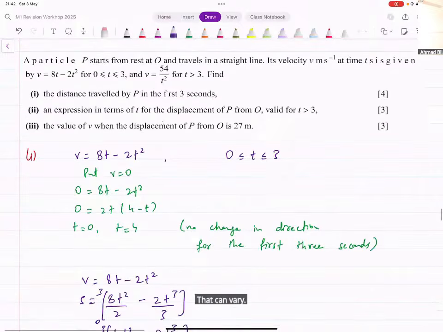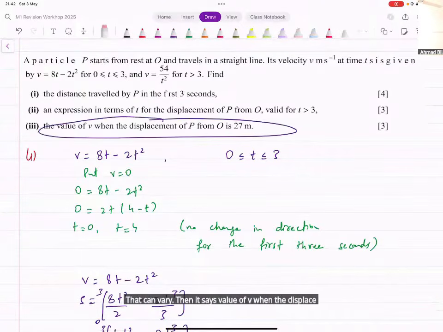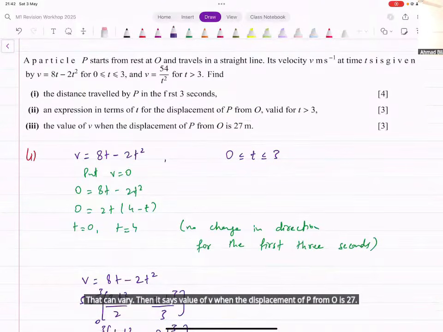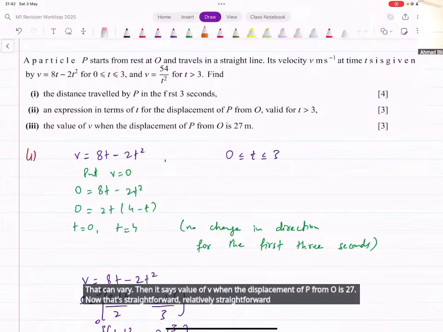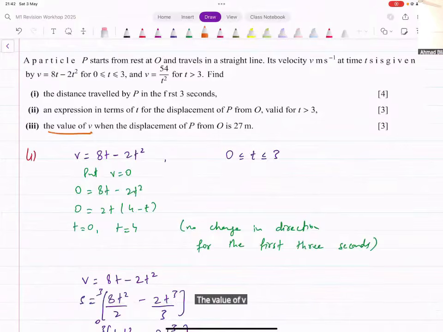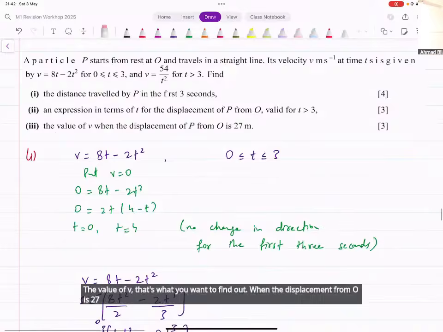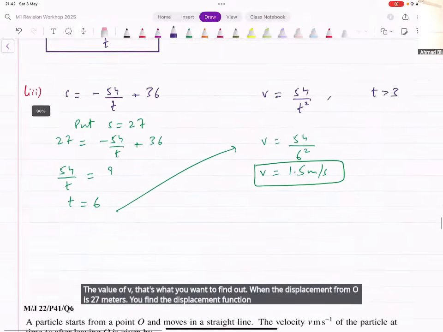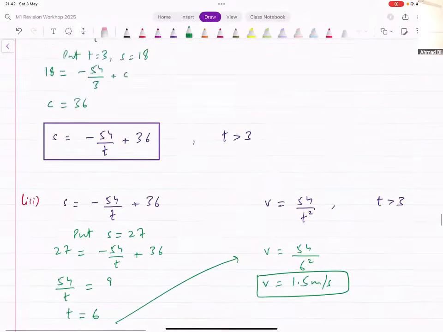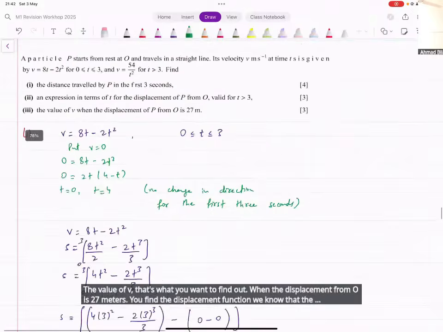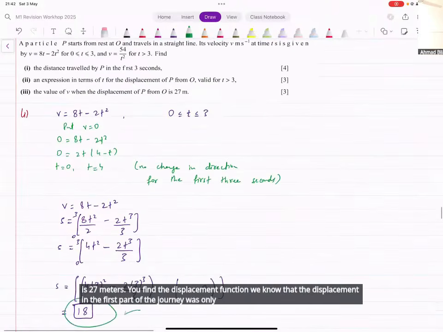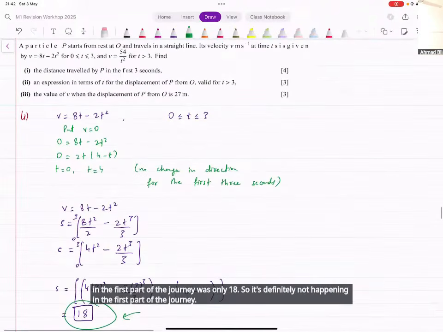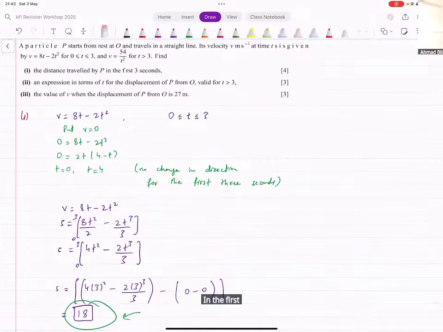Then it says find the value of v when the displacement of p from O is 27. Now that's relatively straightforward. It says the value of v, that's what you want to find out, when the displacement from O is 27 meters. You find the displacement function. We know that the displacement in the first part of the journey was only 18. So it's definitely not happening in the first part of the journey. In the first 3 seconds, the maximum displacement was 18. We found that in the first part. So 27 is going to be after that.